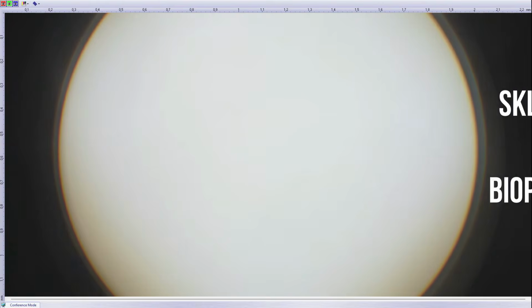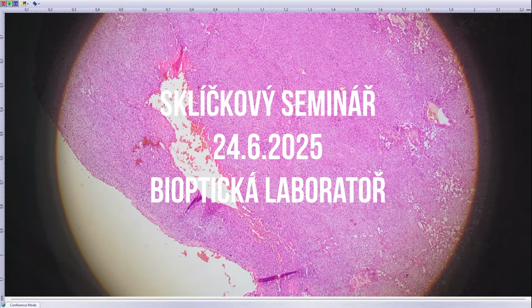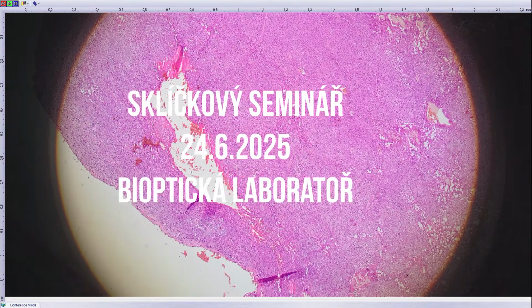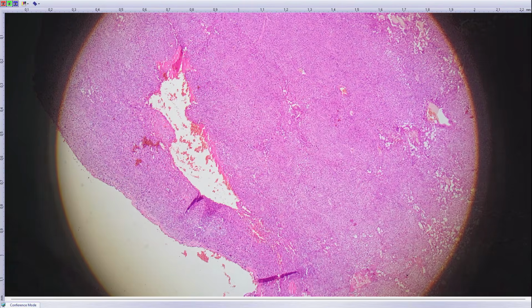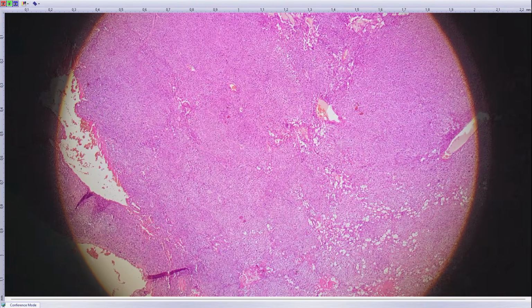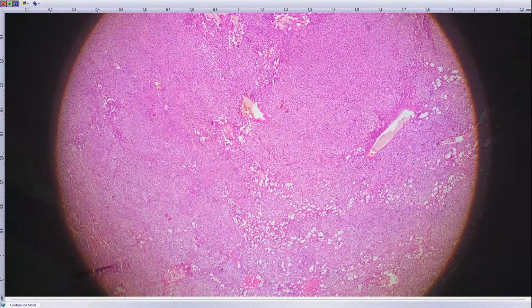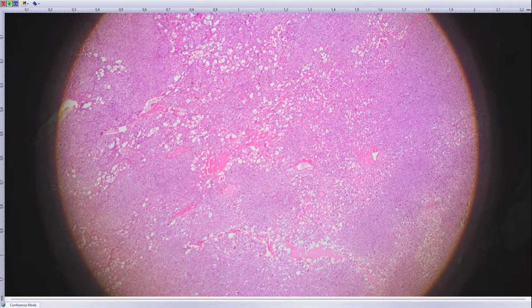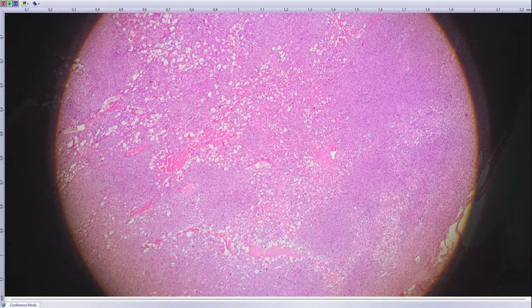So good afternoon, everyone. We have the last multi-head session here before the holiday, and I have a bunch of mesenchymal tumors here. The first case is from a 70-year-old male who had a tumor in the wall of his stomach.